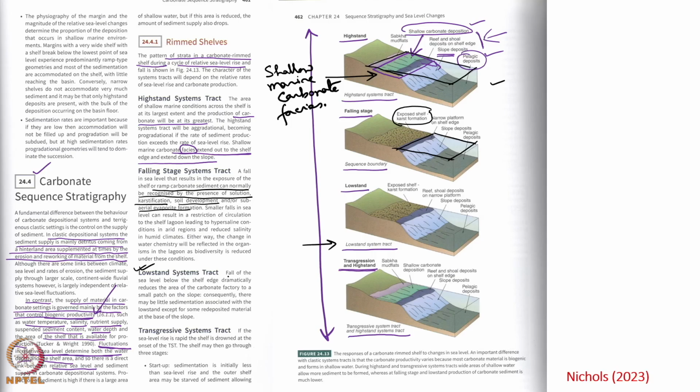In this case, fall of the sea level below the shelf edge dramatically reduces the area of carbonate factory to a small patch on the slope. So, the sea level has further fallen and the place where earlier carbonate production was happening is greatly reduced. Transgressive systems tract. Here again the sea level rises. Now, the shelf is drowned at the onset of the TST. So, what was karst here can get submerged and then again shallow carbonate deposition can take place.